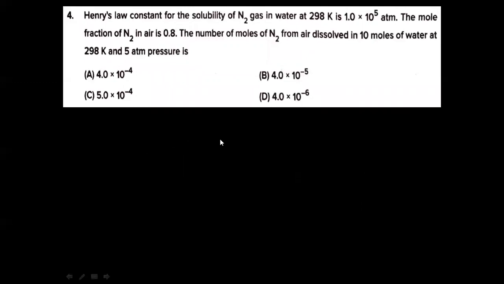Henry's law constant for solubility of N2 gas in water at 298 Kelvin is 1.0 into 10 power 5 atmosphere. The mole fraction of N2 in air is 0.8. The number of moles of N2 from air dissolved in 10 moles of water at 298 Kelvin and 5 atmosphere pressure is. So in this, option A is 4.0 into 10 power minus 4 atmosphere.